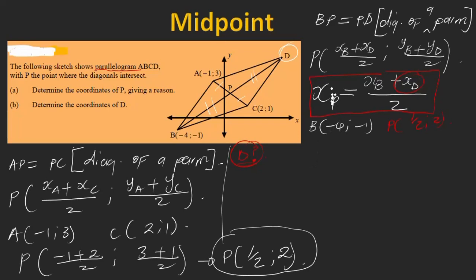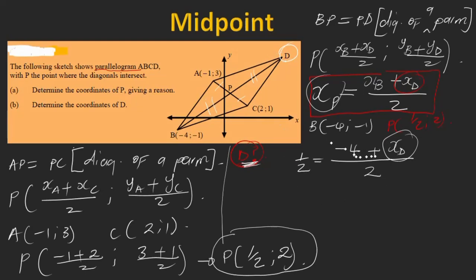So substitution, what is my x at P? My x at P is 1 over 2. That is equals to, what is my x at B? My x at B is -4. Plus, what is my x at D? D doesn't have a coordinate, so I'll just say x at D. See that? All over 2, right? And then now I solve for, this is what I'm looking for, x at D, my x coordinate for D.